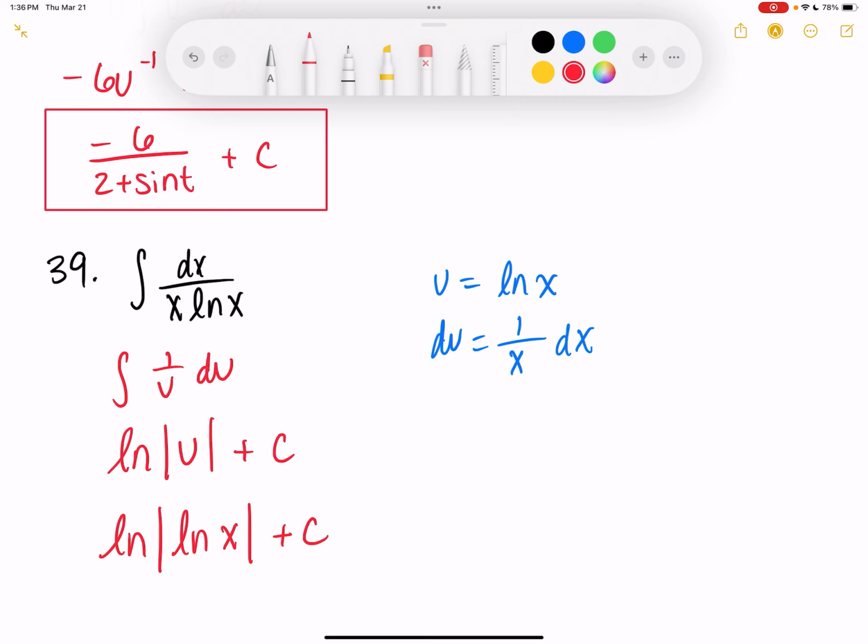Now, can the ln of x ever come out to be negative? No. So I could just put parentheses around it, but for the sake of you remembering, we'll leave the absolute value bars. It can't be wrong with them.